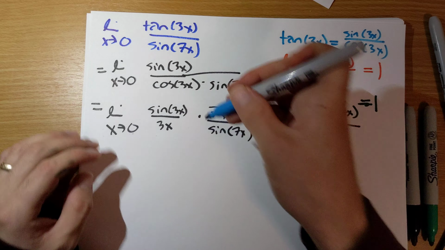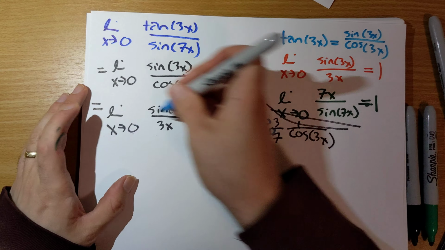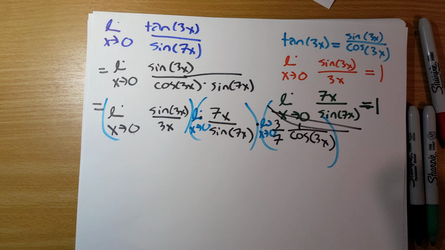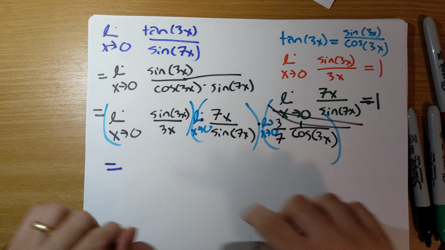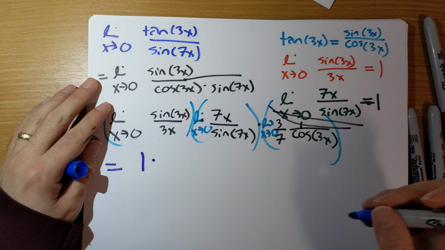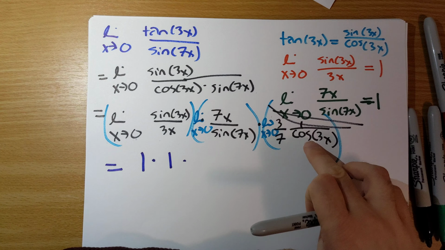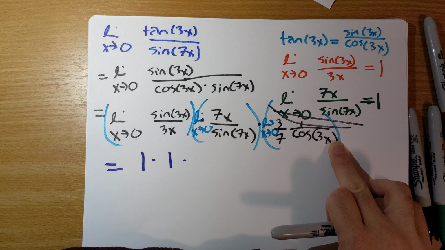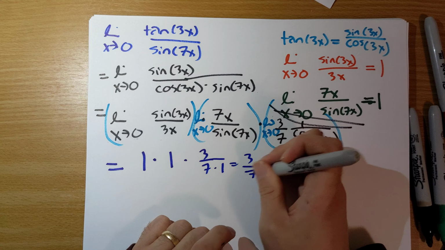And why did I do this? By the product law for limits, I can do this. And so what do we have here? I already told you before that this limit here is 1. I already told you here that this limit here is going to be 1. And as x goes to 0, cosine of 3x gets close to 1. Cosine of 0 is 1. So this is just 3 over 7 times 1. So our answer here is 3 over 7.